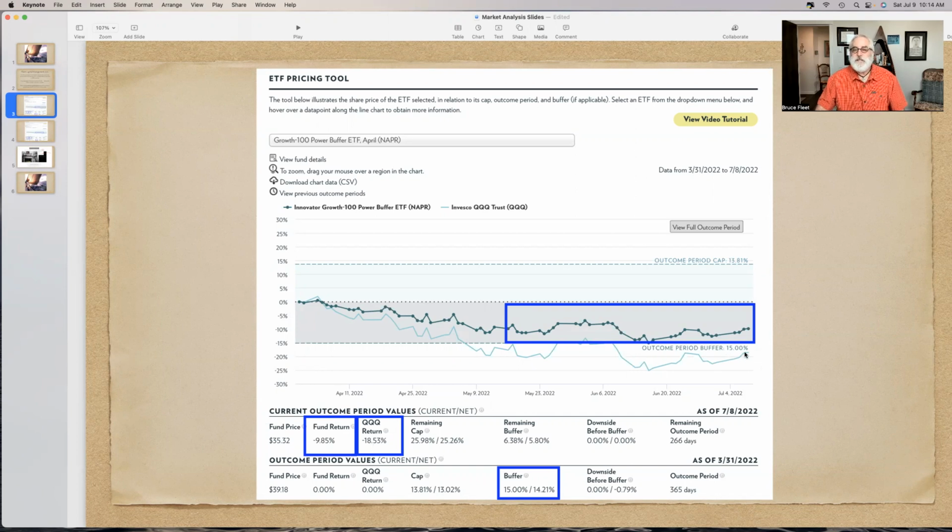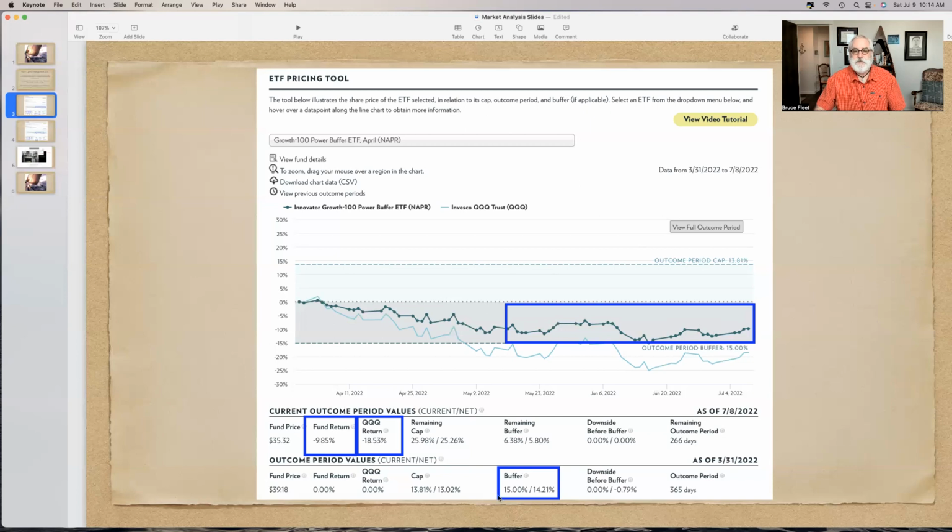This has a 15% buffer, which is this gray area, and I've put a blue bracket around part of it. This dark line is in fact the investment, NAPR, and this lighter line is in fact the Qs, or the NASDAQ 100. If today were maturity, even though we're down 9.85%, we're in the buffer zone. So this would reset back to zero minus the internal cost for this investment.